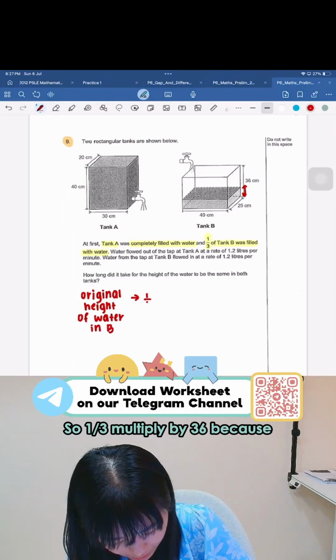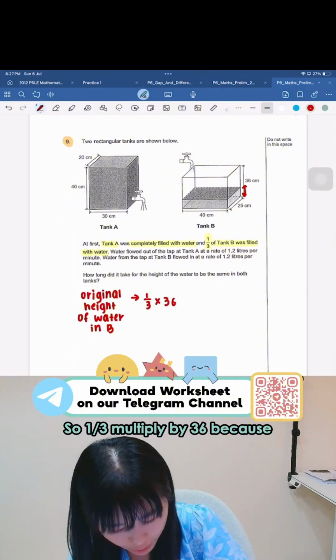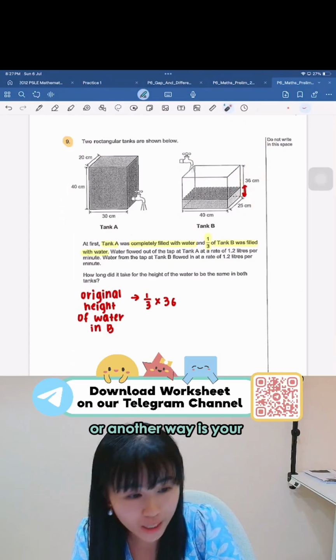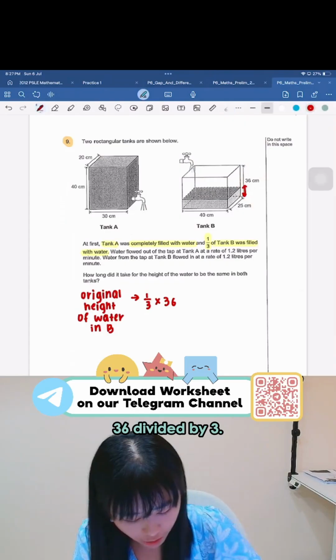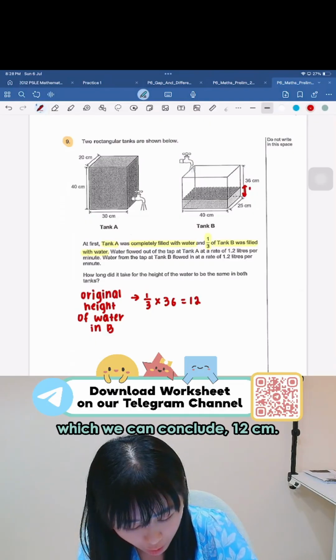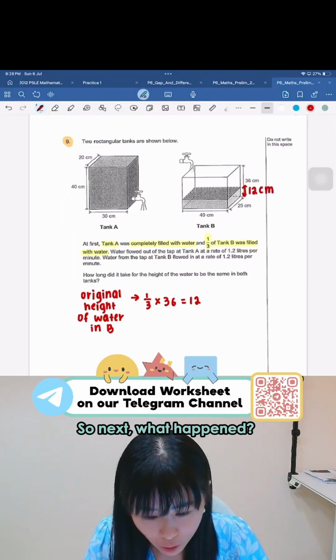So 1/3 multiplied by 36, because it's 1/3 of your total height here, right? Which is 36. Or another way is 36 divided by 3, right? What you will have will be your 12 cm, which we can conclude is 12 cm. Okay, so next, what happened?